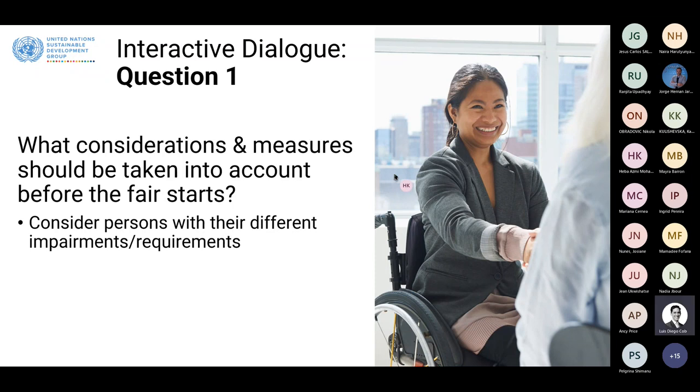And just the comment earlier, Heba, that they wanted to know how to do accessible events in general. A lot of these things that you're going to be sharing apply to events, right? Where you want to engage persons with disabilities and involve them. Yes, definitely.